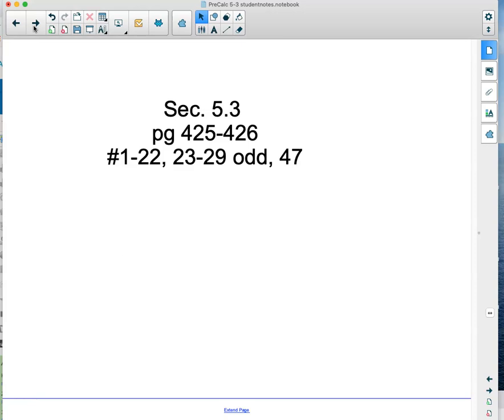So now you can go back and you can finish the rest of the 5-3 homework. Anything that has to do with the tangent, you will be able to do now.